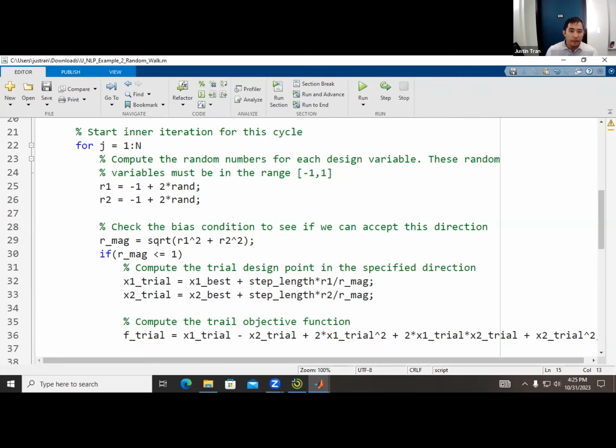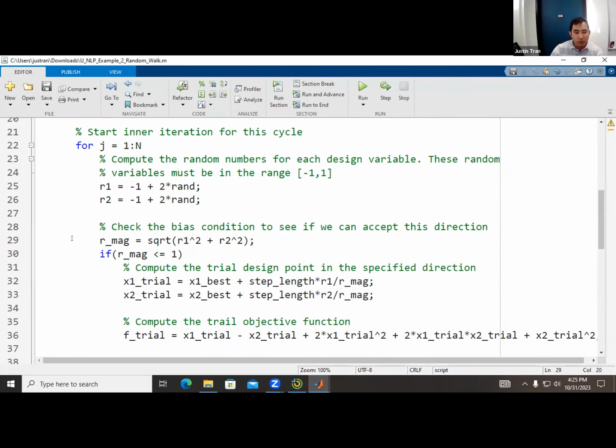So first, I want to draw your attention to lines 25 and 26. In lines 25 and 26 here, we're using the rand function within MATLAB to generate a random variable between -1 and 1. Since this is a two-dimensional function, we need to generate two random variables, one for x1 and one for x2. So we're calling that R1, R2.